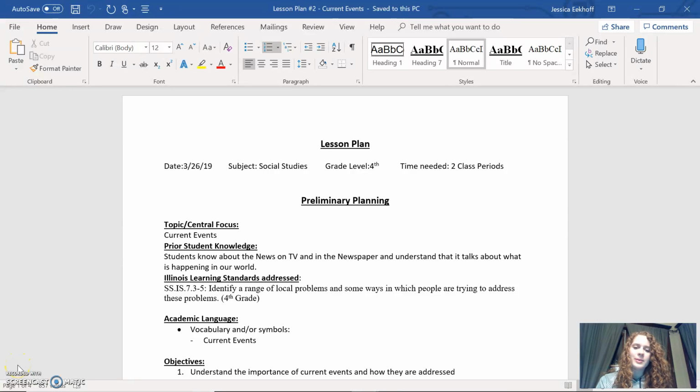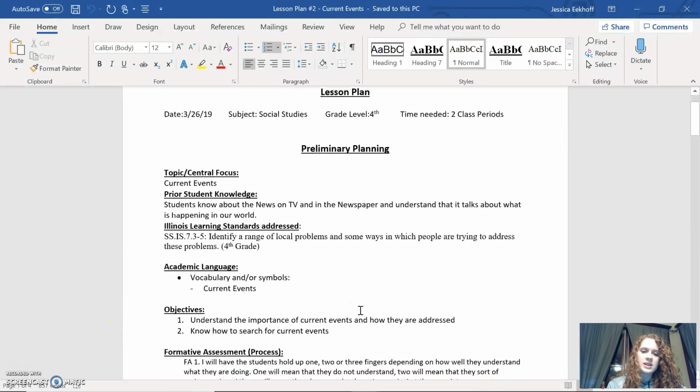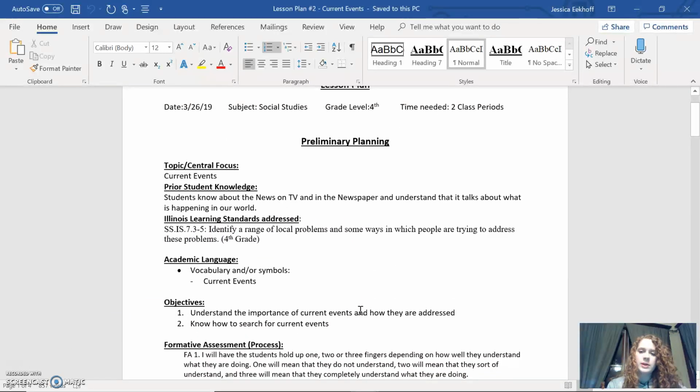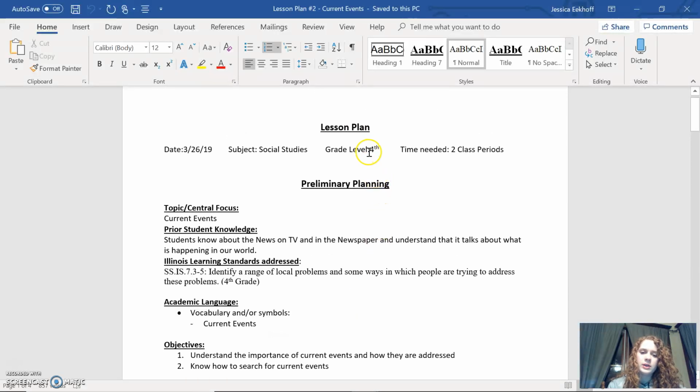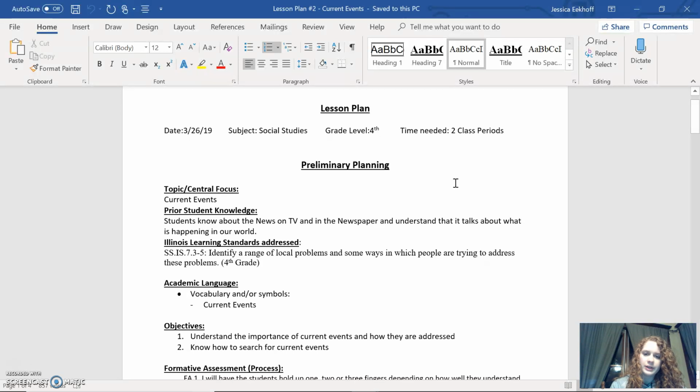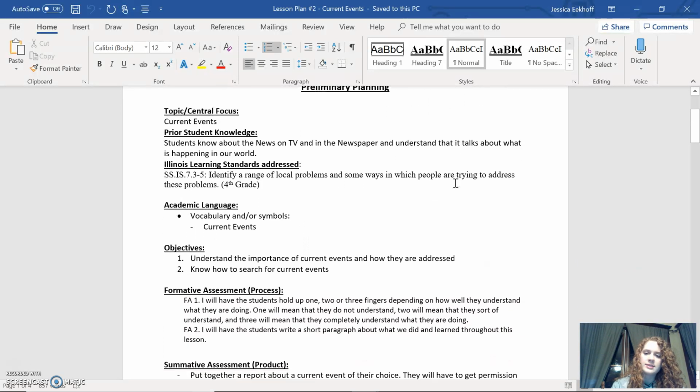Hi, so today I'm going to talk about my current events lesson plan. I'm just going to go over what I have down and why I chose it. This is mainly for a 4th or 5th grade class. It's going to take about 2 class periods, I figure, and it's on current events.